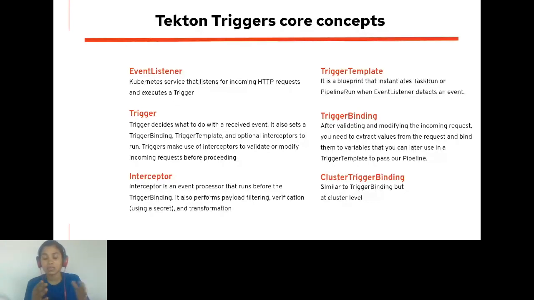So it is another custom resource which actually does some operation on the incoming request. What it will do is, once the validation is successful and the data comes, it takes the values from the incoming event, extracts values from that request and passes them to some variables. And those variables will be used further inside a trigger template. And then we have a cluster trigger binding. It is similar to trigger binding but runs at the cluster level.